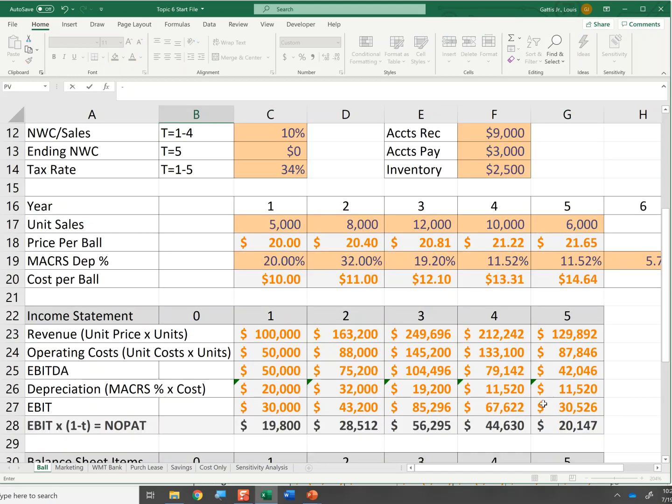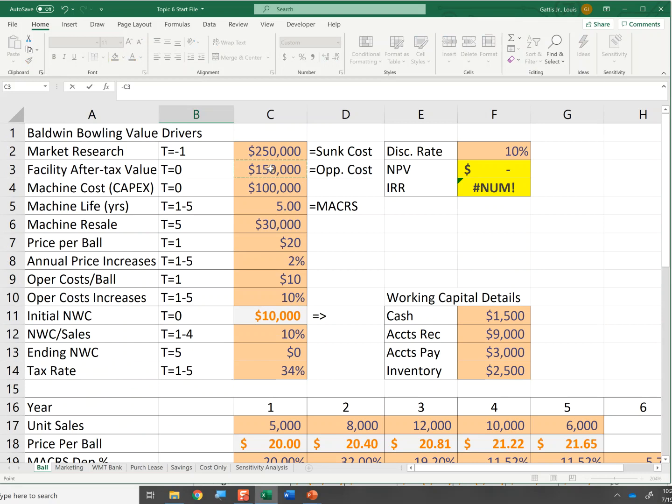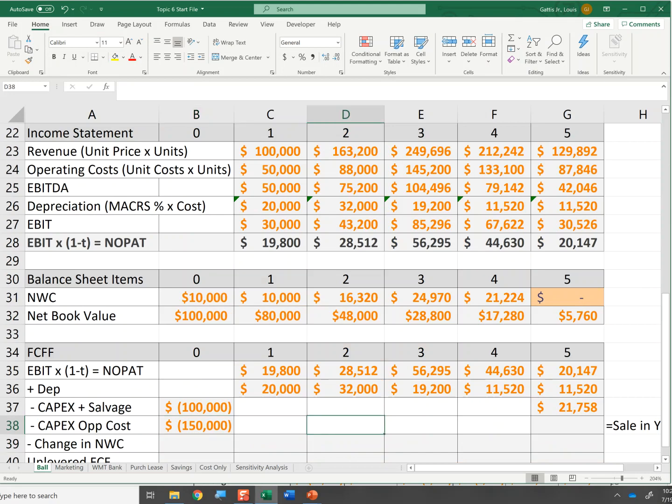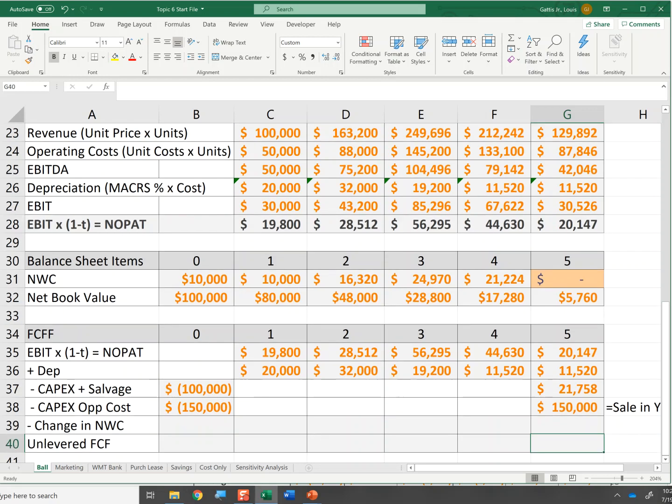I could have sold the building in which I'm doing manufacturing in period 0 today for $150,000. I'll just make the assumption in year 5 I sell it then for the $150,000. So in year 5 I add that number back. So I have my CapEx opportunity cost. So in other words, I could have sold this before.